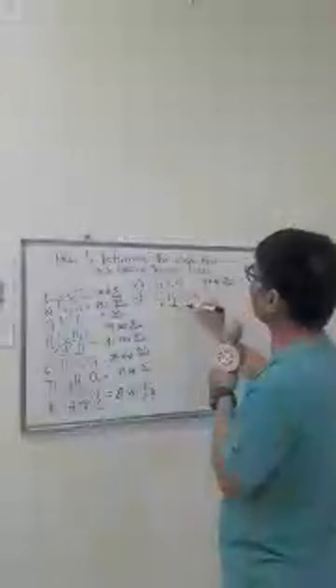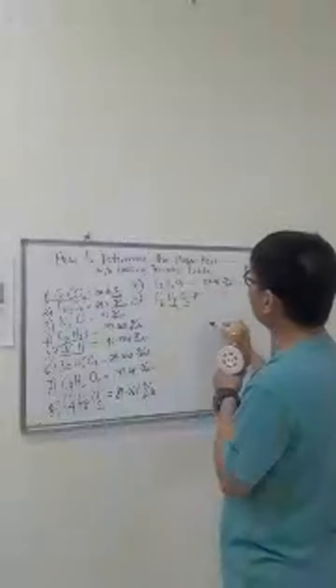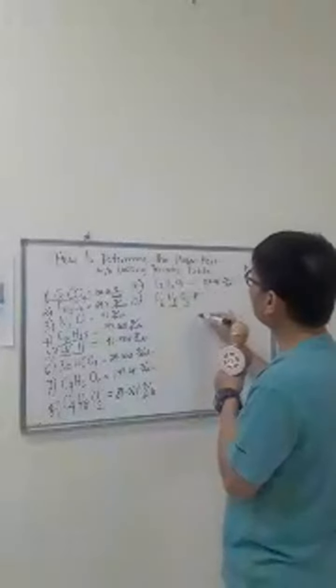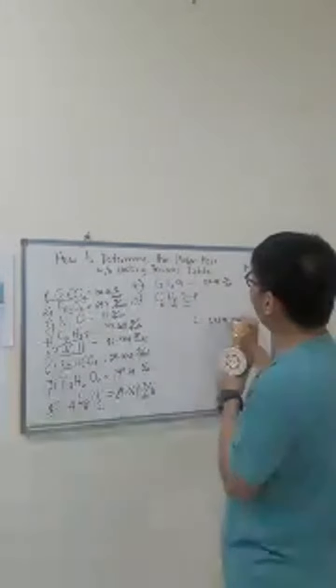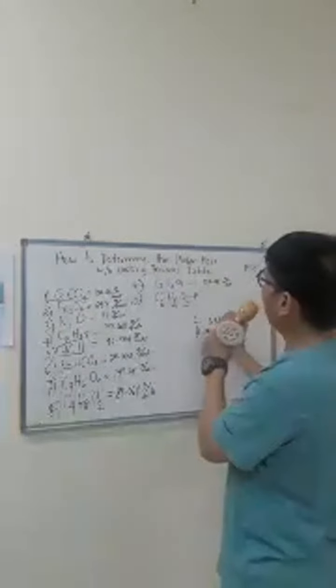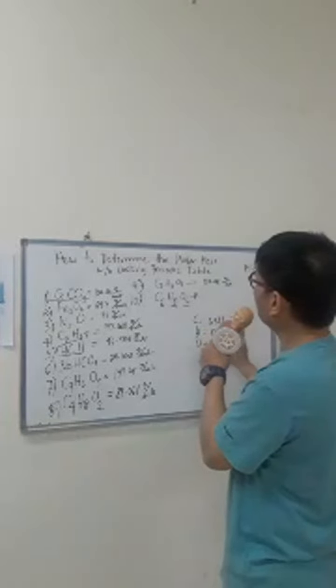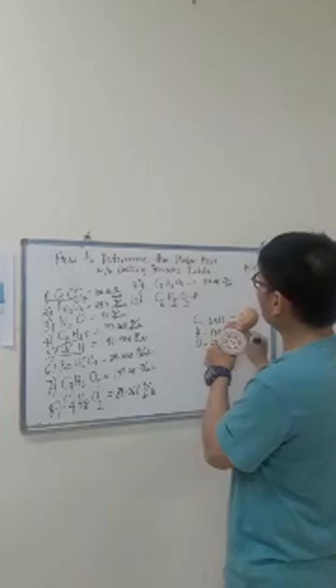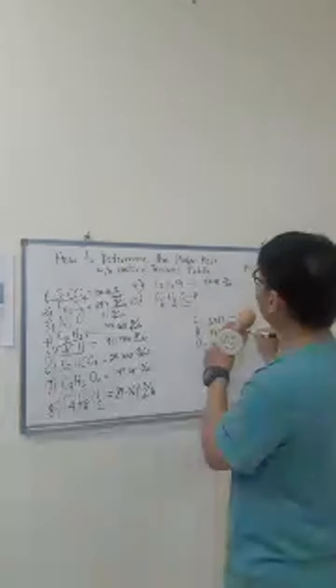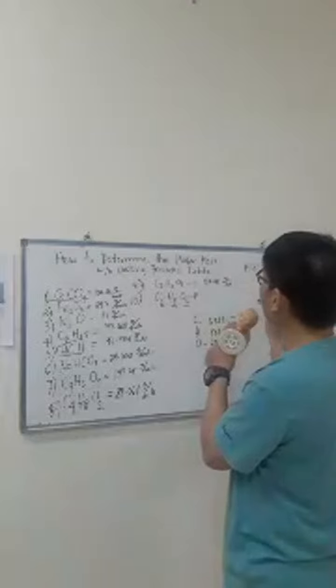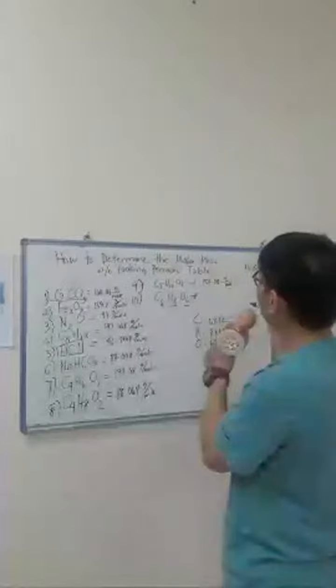Okay, so we have this one is ascorbic acid. Okay, the vitamin C. So carbon 6 times 12, hydrogen 8 times 1.008, and oxygen 6 times 16. 6 times 16, mga palangga, is gonna be 96, right? And 6 times 12 is gonna be 72, right? And 8 times 1.008 is gonna be 8.064.